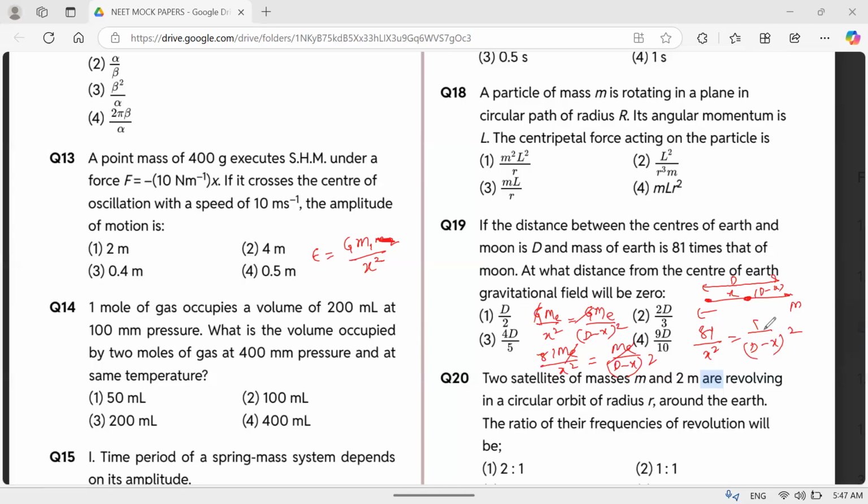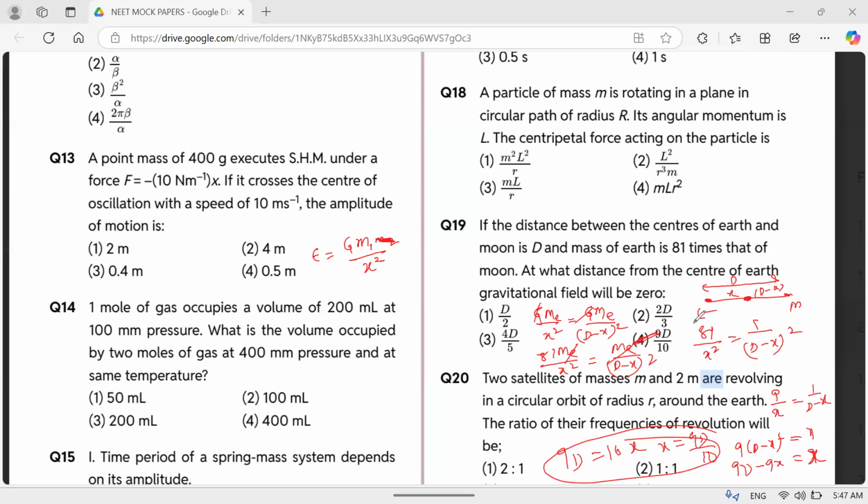You just take the cross and take the square root on both the sides. So 9 nines are 81. 9 divided by x is equal to 1 by D minus x. Taking the square root on both the sides, so it is 9 into D minus x is equal to x. So it is 9D minus 9x is equal to x. Minus x will go on the other side. This is your x, beta. It will become 9D is equal to 10x. It is asking the value of x. x is equal to 9D divided by 10, beta. It is 9D divided by 10. Fourth option. Got it?